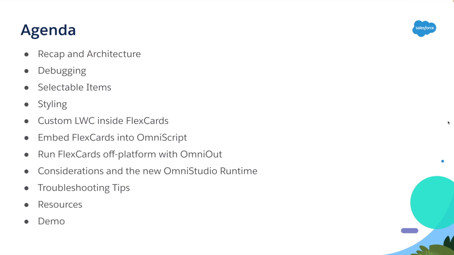Now, let's look at the agenda for today. We'll do a quick recap of the architecture of FlexCards. We'll have a look at debugging, selectable items, and styling as more advanced topics. We'll look at embedding a custom Lightning Web Component inside FlexCards. We'll also talk about embedding FlexCards into OmniScripts, running FlexCards off-platform with the Omni Out capability, and then finally some considerations regarding the new OmniStudio runtime and troubleshooting tips and resources that might be useful to the ecosystem.